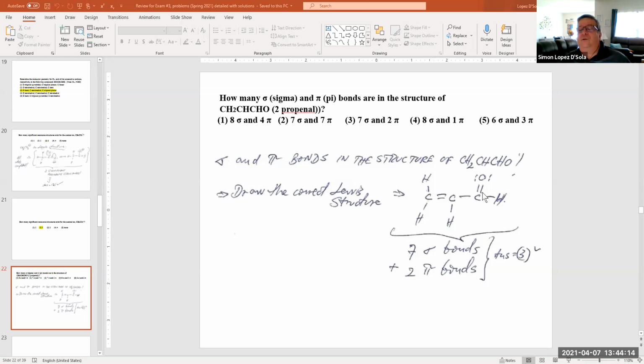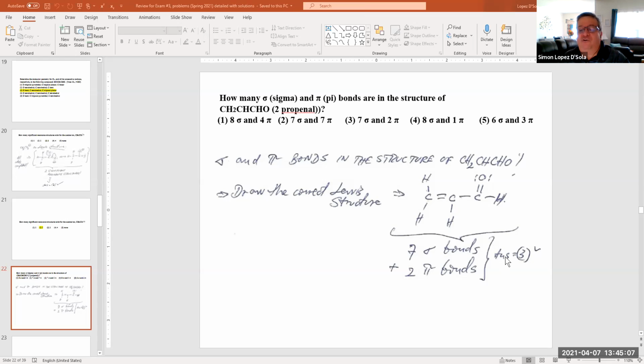So now we have the structure. Let's count the sigma bonds. Remember, the sigma comes from the overlapping of orbitals longitudinally, and the pi bonds come from the overlapping of parallel p orbitals, perpendicular to the plane. If we count the sigma bonds from the left to the right: 1, 2, from the double bond we have the third one, 4, 5, 6, and 7. So we have a total of 7 sigma bonds. And because we have one double bond, here we have 1 pi, and in another double bond the second pi, so we have a total of 2 pi bonds.